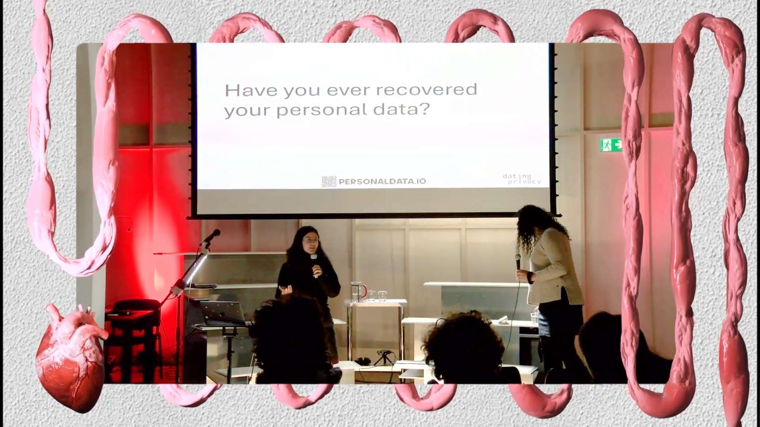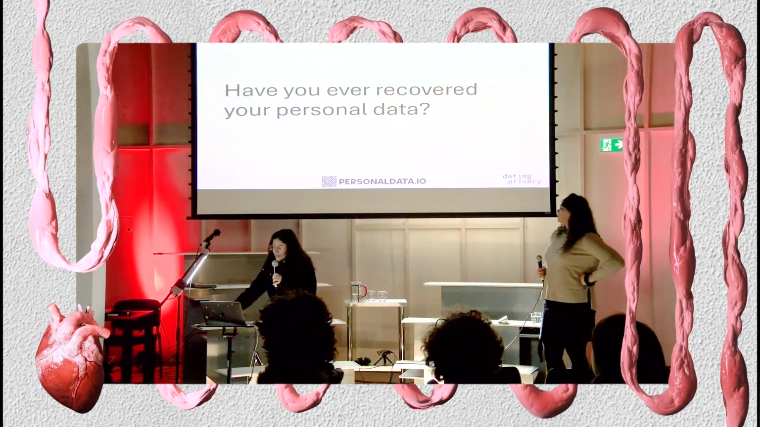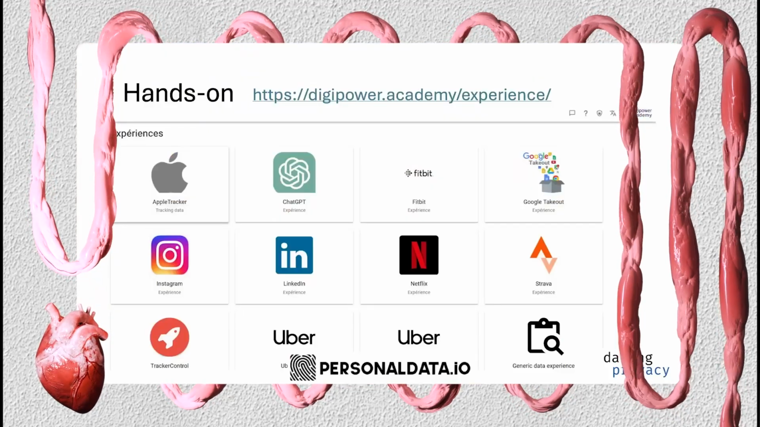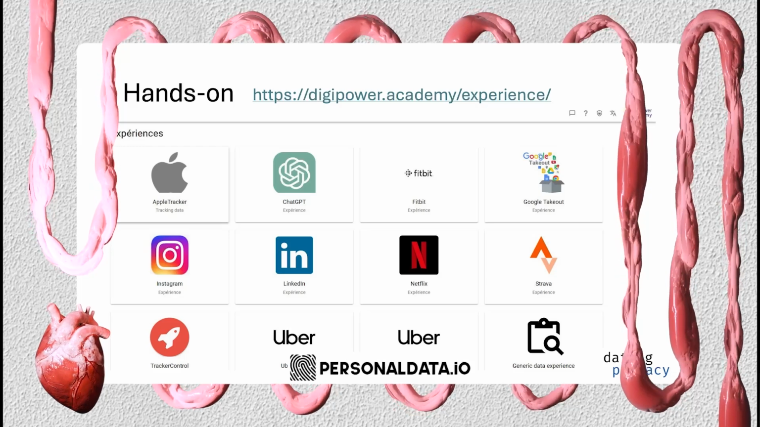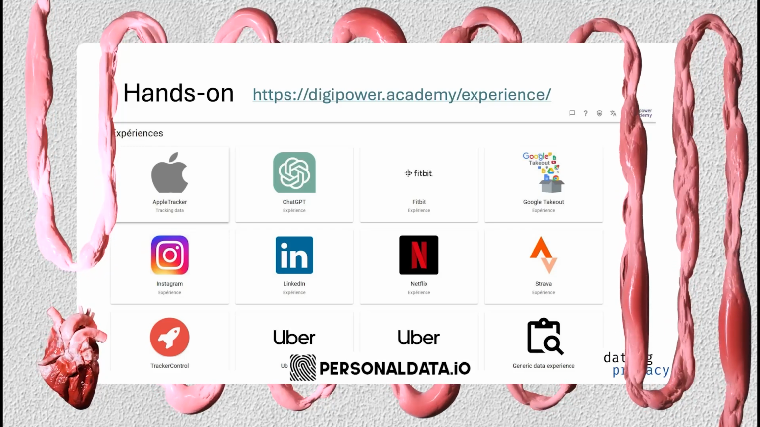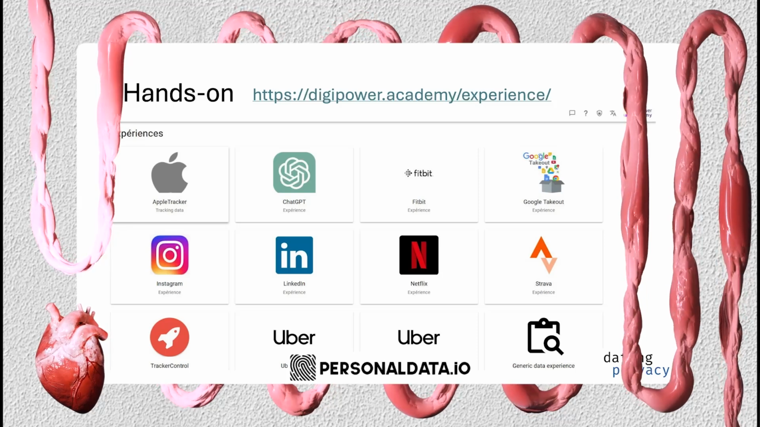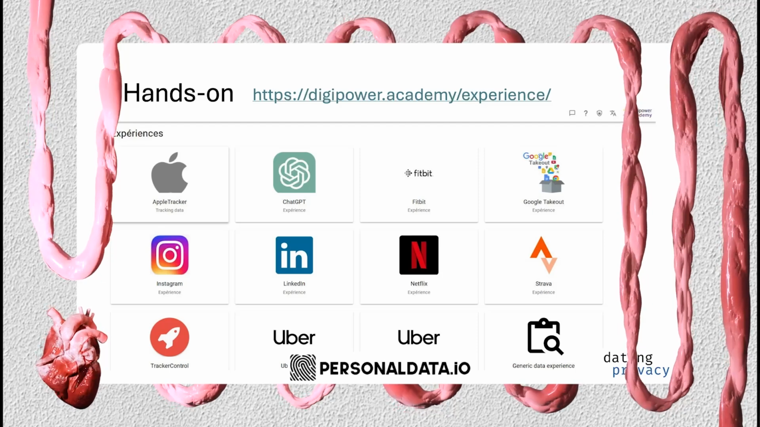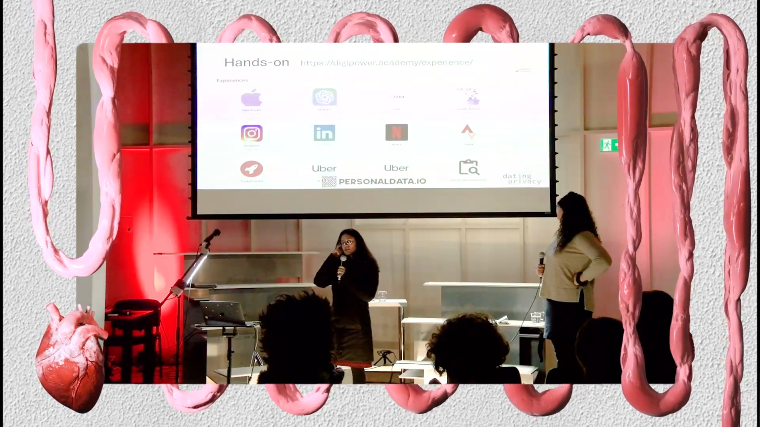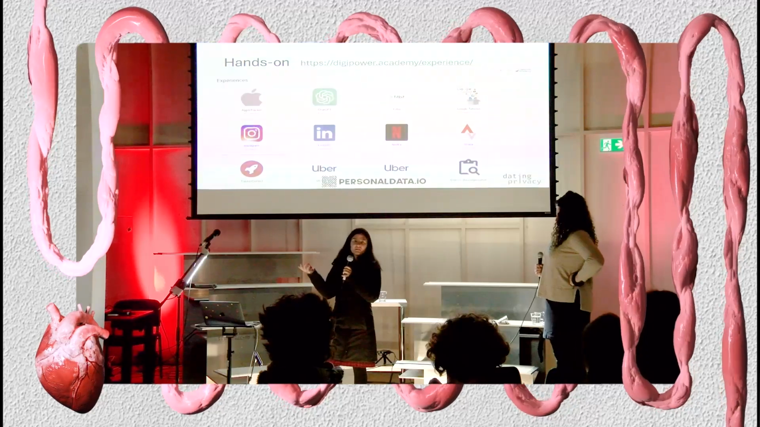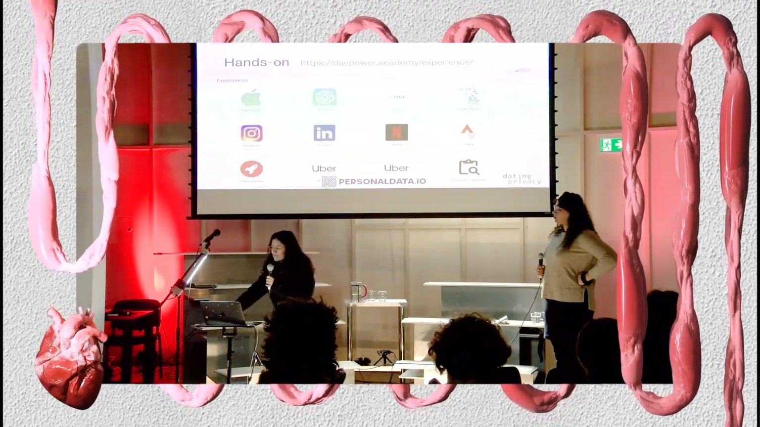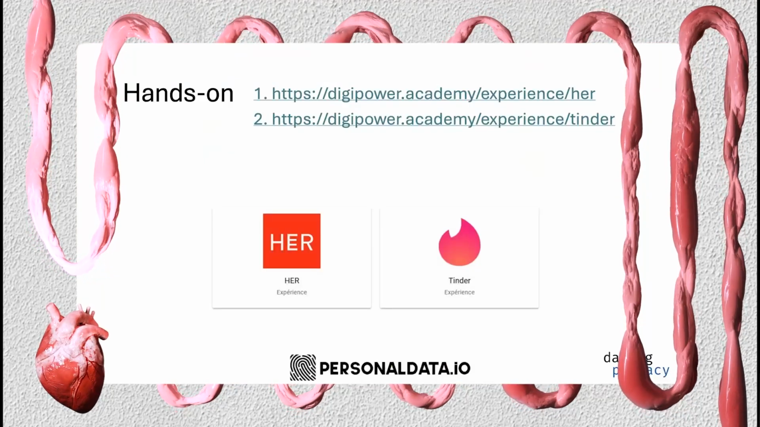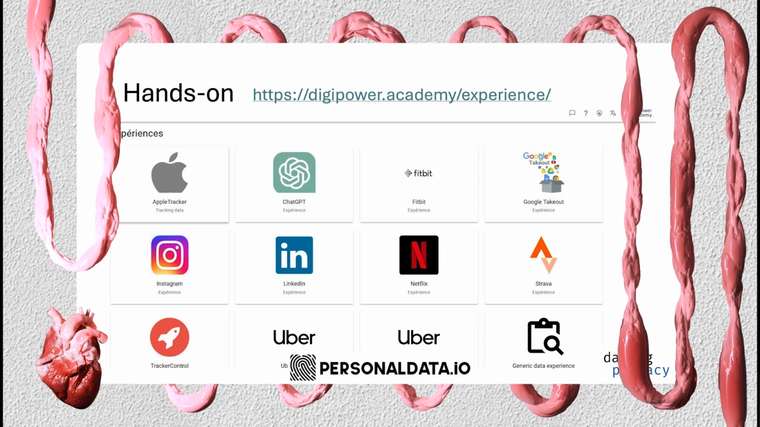Our collective is Dating Privacy, and the first step we want you to do is that you go on this website, digipower.academy/experience. These are open access, free access tools that we have developed with our technical partner, Estia, and the tools that you see there correspond to every app that you might be using. We have dating apps too. We're going to focus on the dating apps, but if you're not on the dating apps, you can try out one of these social medias or any other platform.